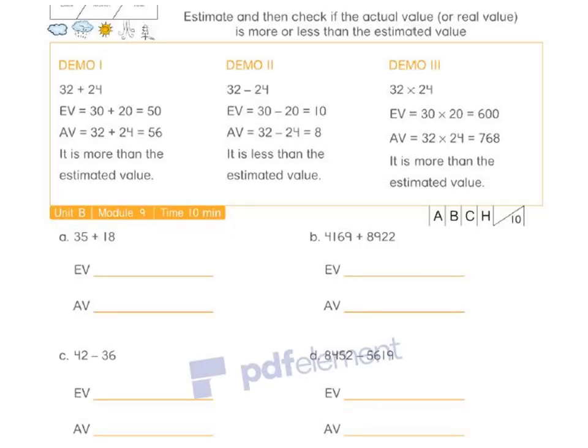So now we have to estimate and check if the actual value is more or less than the estimated value. That means we have to do two calculations. First one, we have to convert the numbers into their nearest tens or hundreds or thousands. After that, do the estimated calculation and find the estimated value. The EV represents estimated value. And after that, we have to do the actual calculation and find the actual value. AV represents actual value. Then we will compare which one is bigger, which one is smaller, and write down that estimated value is bigger than actual value or actual value is bigger than estimated value, like that.